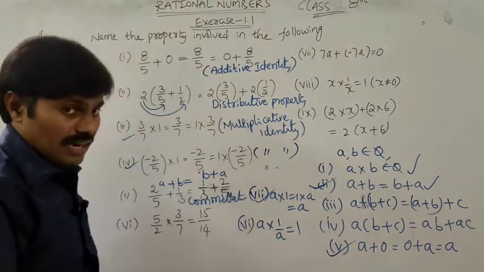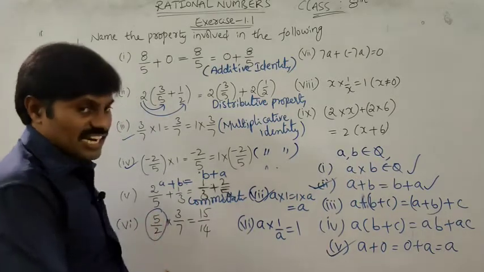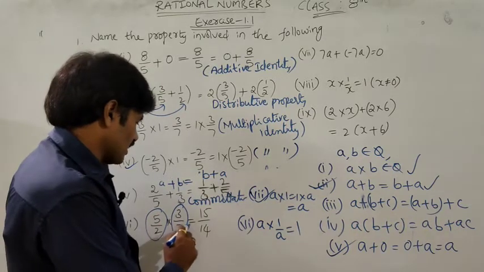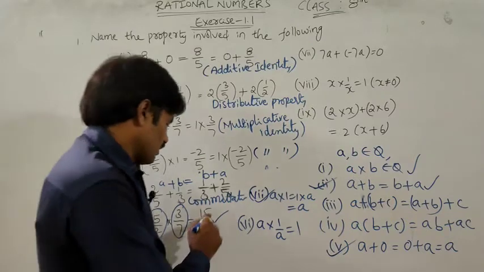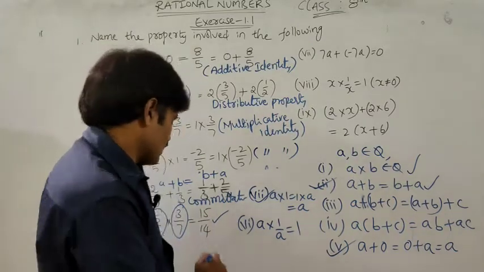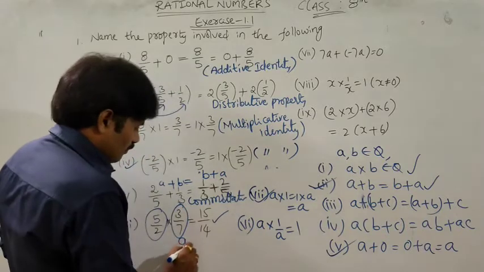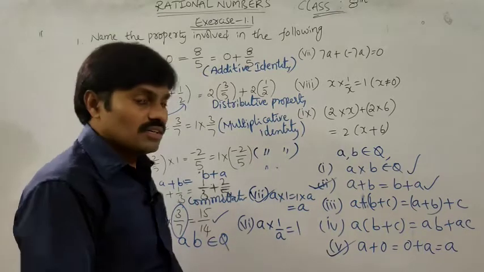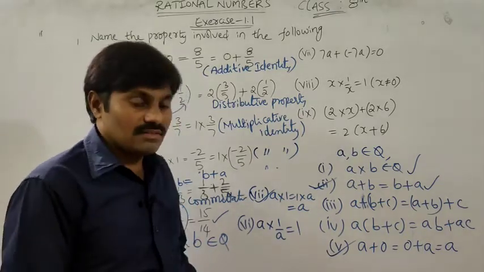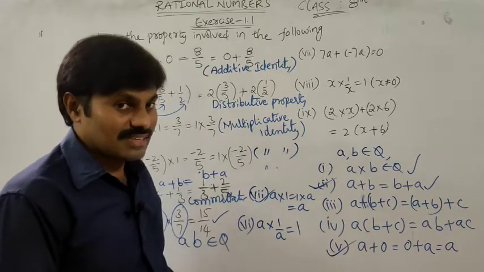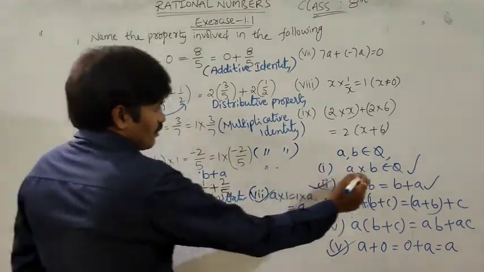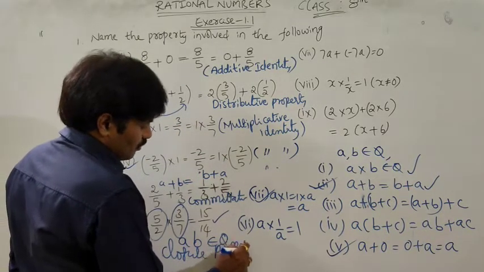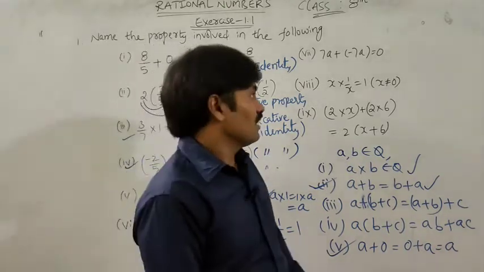Then if you observe, 5 by 2 is a rational number and 3 by 7 is another rational number. I multiplied these two rational numbers and got 15 by 14. Is 15 by 14 a rational number? Yes. So if we multiply two rational numbers, the product is also a rational number. This property is the closure property. a into b belongs to Q. Clear? Now come to the seventh one.